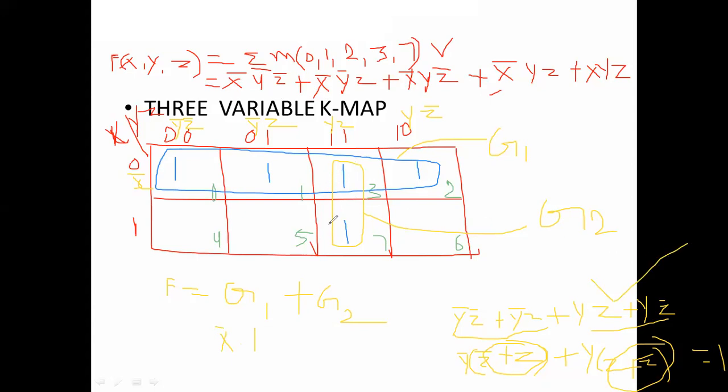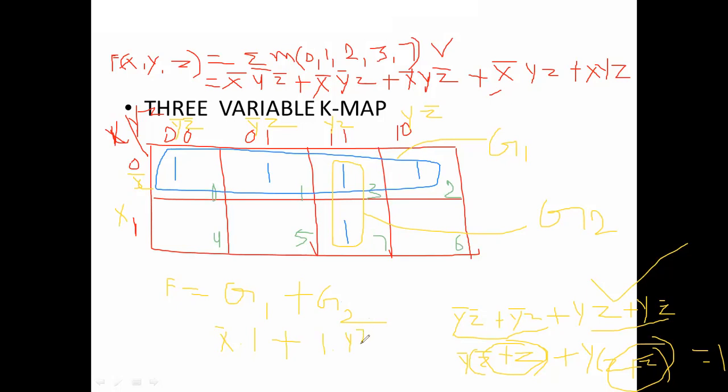Okay, next take group 2. What about group 2 for x values? This group covers x equal to 0 and x equal to 1. That means x bar plus x. What is x bar plus x? 1. That's why for group 2, the x value becomes 1. What about the yz values? Y 1, 1, that is yz.